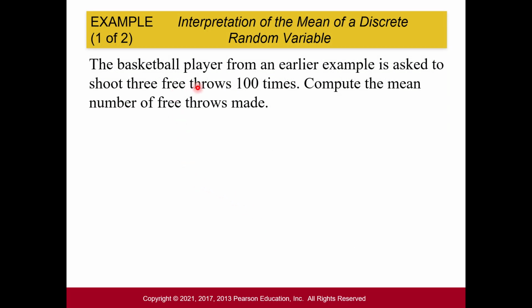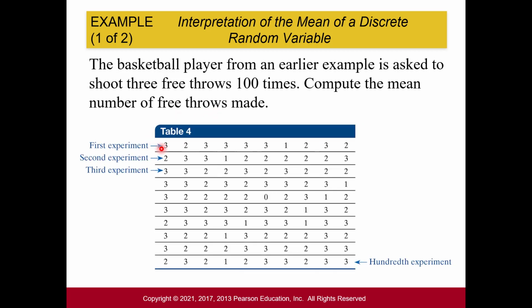So let's take a look at our basketball player example from earlier. Let's say we ask the person to shoot 3 free throws, but do this 100 times. So we're going to compute the mean number of free throws made. Here are the outcomes of the 100 experiments. The first time the person shot 3 free throws, they made all 3. The second time they made 2. The third time they made 3. And so on, all the way to the 100th time they did this, and they made 3.